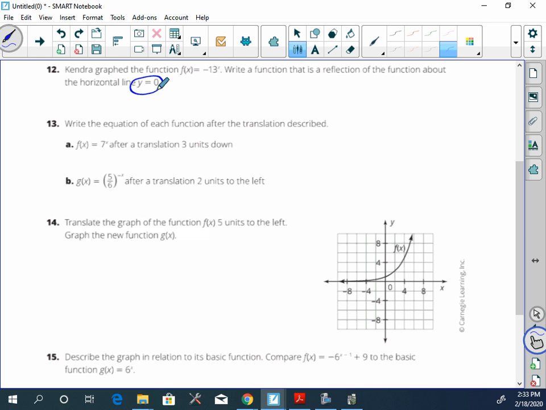Y equals 0 means that it's cutting through the y-axis. So here's my y-axis, and it's cutting through it at 0. So like here's when y is 0, and that would be this horizontal line. That horizontal line is the same line as the x-axis. So really when we're reflecting over this horizontal line, it's a reflection over the x-axis.